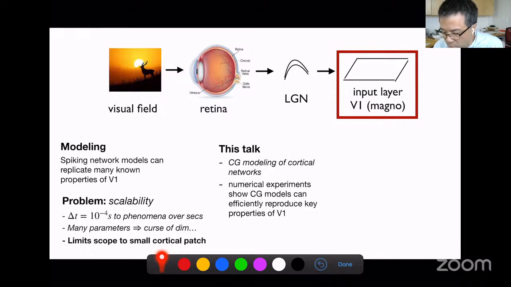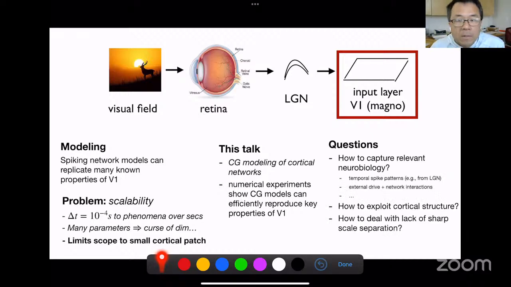Of course, when you coarse grain, you lose something. So these are not meant to replace detailed models, but they can be very useful alongside them. What I'll talk about is some of the issues that come up in designing these coarse-grained models, and then show some experiments showing that these models can be designed in such a way as to efficiently reproduce some of the properties of V1 that Lai-Sang showed earlier.